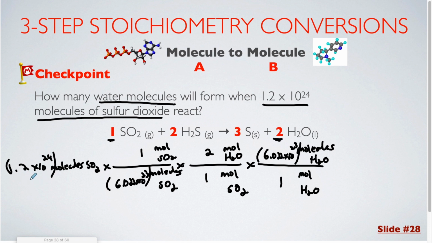So you would take 1.2 times 10 to the 24th, and you're just going to multiply that by 2. So we're going to end up with 2.4 times 10 to the 24th molecules of H2O.